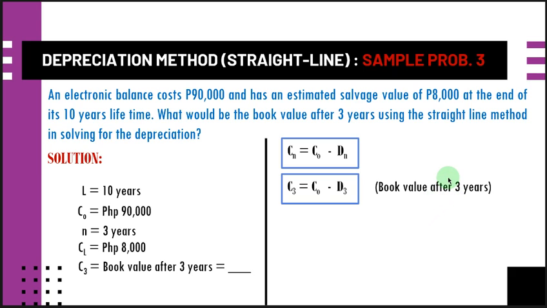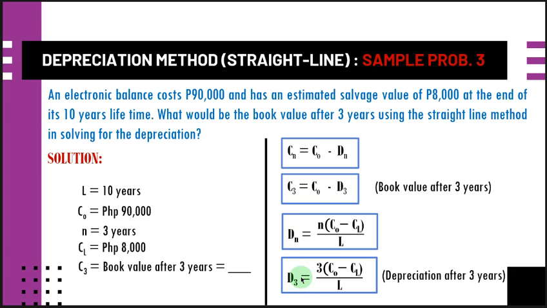So first we need to determine, since C sub O is given 90,000, this D sub 3. By formula, our D sub N is just the product of our small n times the small d, or n times C sub O minus C sub L, all over L. So actually we can substitute the n here. We have now this D sub 3 is equal now to our n, which is 3, times C sub O minus C sub L all over L, and this is our depreciation after 3 years.